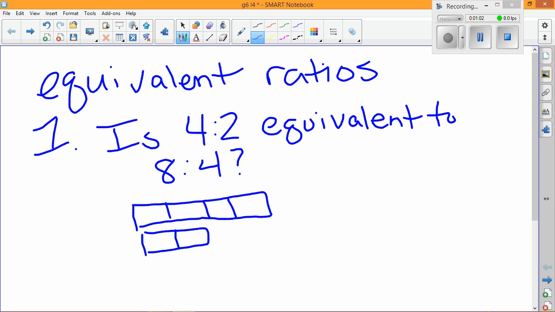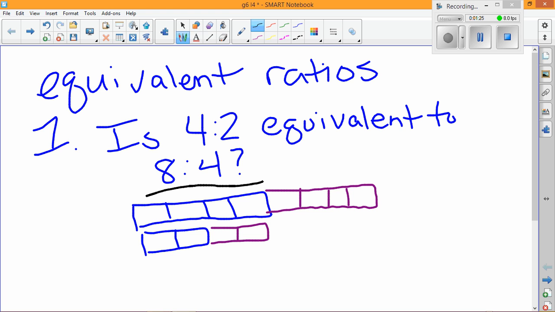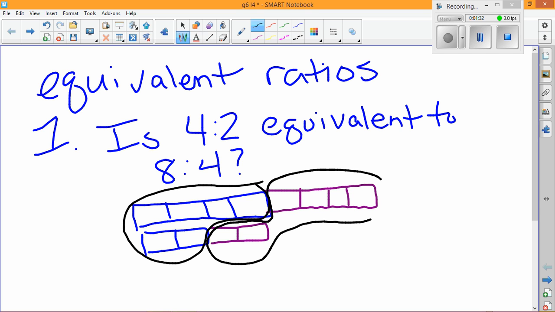So if I were to change this into 8, I'll do it in a different color to show. 8 to 4, so now we have 8 on top and 4 on the bottom. Does the ratio 4 to 2 still stand? If you notice, in blue, for every 4 boxes on top, there are 2 boxes on the bottom, and there's another set of 4 with 2 boxes that correspond. So those ratios are equivalent.